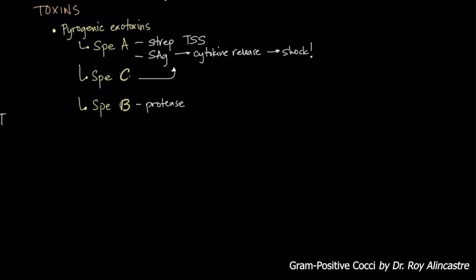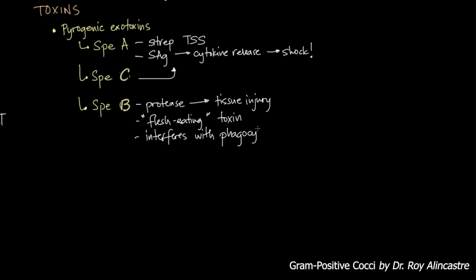SPEB is a potent protease that rapidly destroys tissues. So that's why it's also called the flesh-eating toxin. It also interferes with phagocytosis.